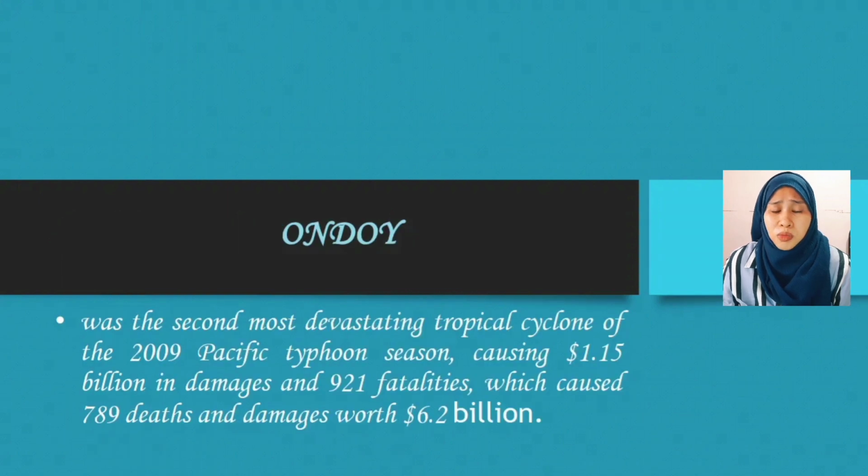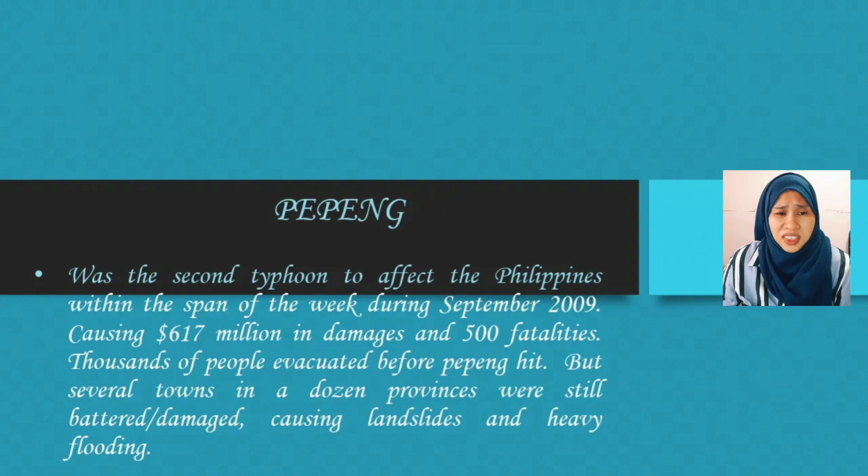Undoy was the second most devastating tropical cyclone of the 2009 Pacific typhoon season, causing $1.15 billion in damages and 921 fatalities, which caused 789 deaths and damage worth $6.2 billion. And Pipeng was the second typhoon to affect the Philippines within the span of a week during September 2009, causing $617 million in damages and 500 fatalities.